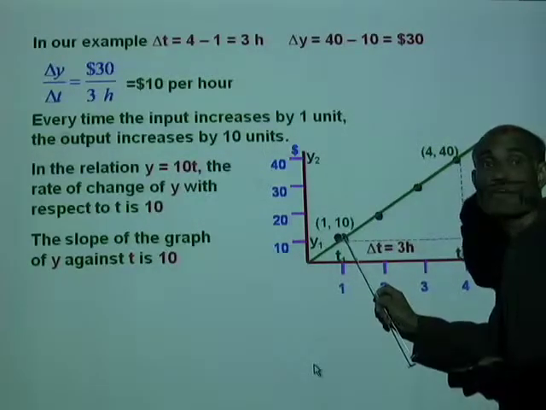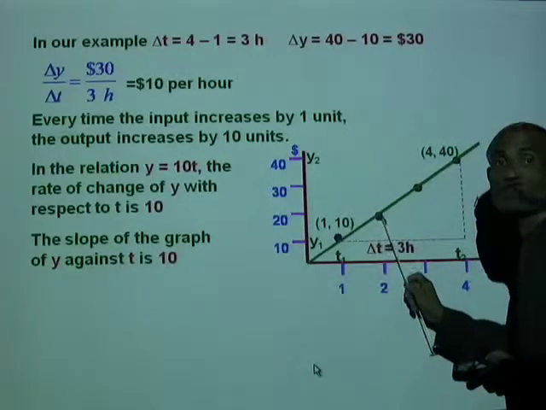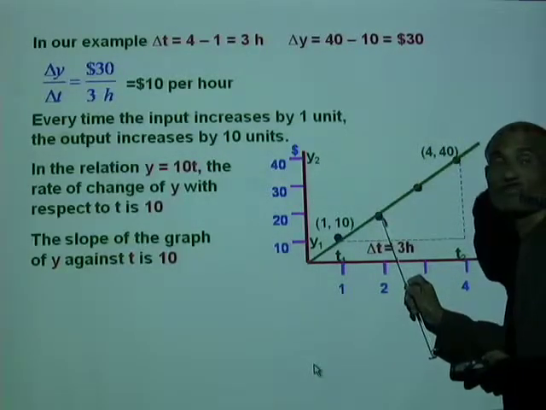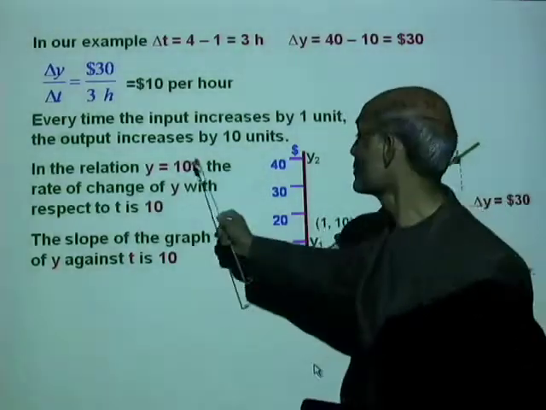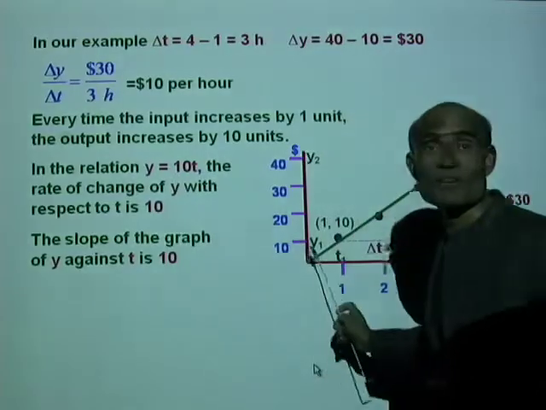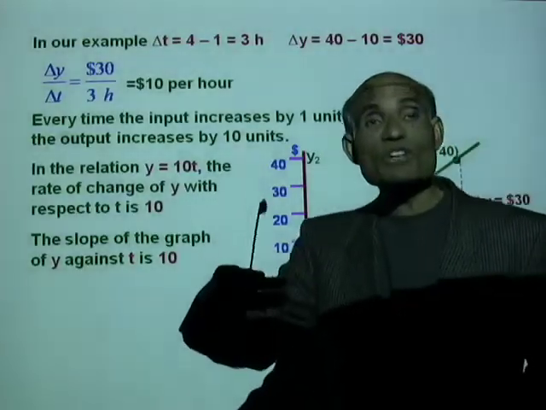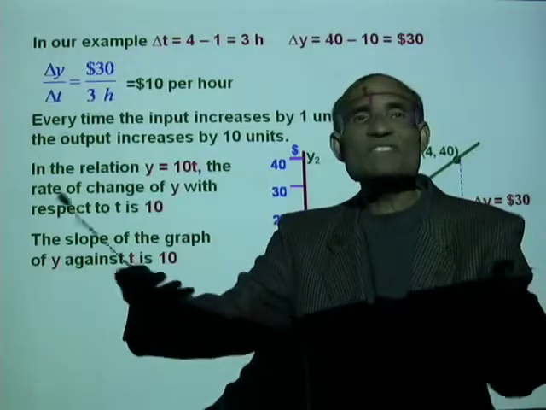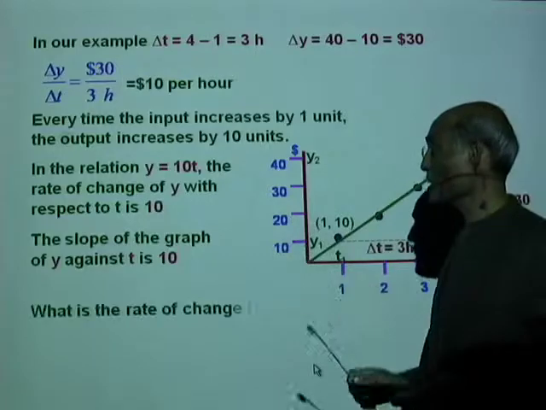It doesn't matter where you do it. The input changes by 1 unit, the output changes by 10 units. And this is true for all linear functions. You can see this is a linear function where the graph is a straight line. For a linear function, the rate of change is a constant. The rate of change remains a constant.